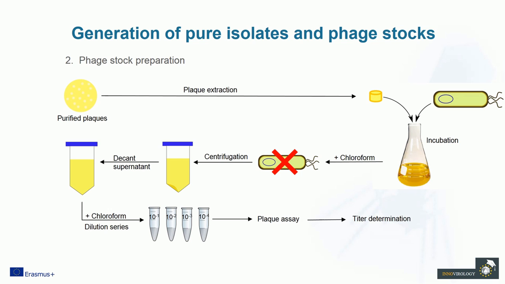A plaque assay of a dilution series of the generated phage stock is performed to determine the titer, or the number of phages per milliliter of the stock.